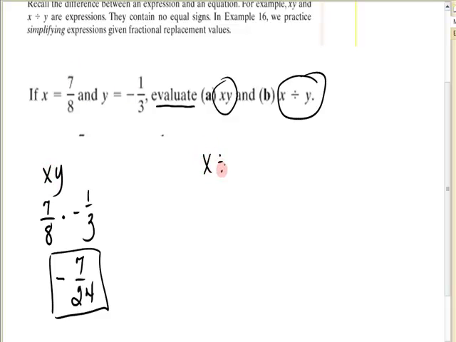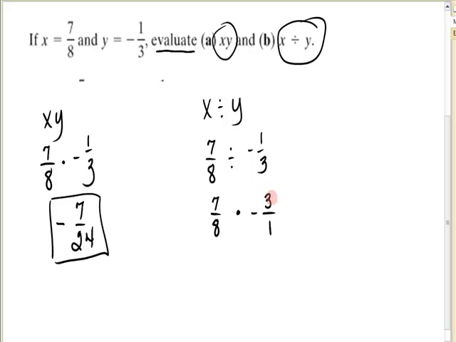How about x divided by y? Well, we're going to have 7/8 divided by negative 1/3. We do keep, change, flip, and when we flip it stays negative. Still no bow tie, I don't believe. So positive times negative is negative. 7 times 3 is 21/8. So I have two completely different problems that I was supposed to evaluate.